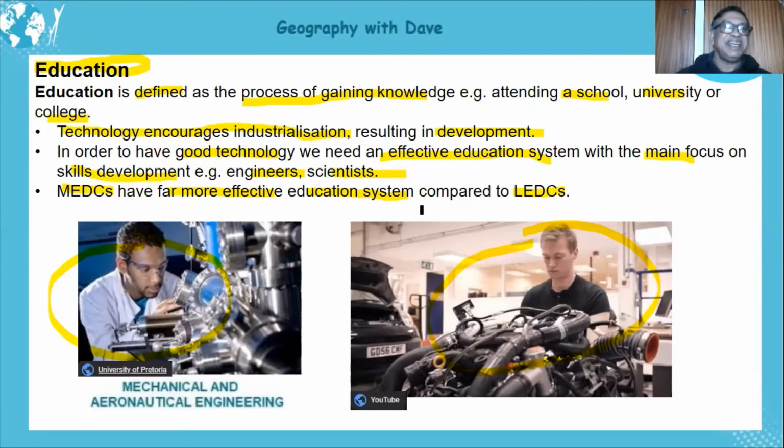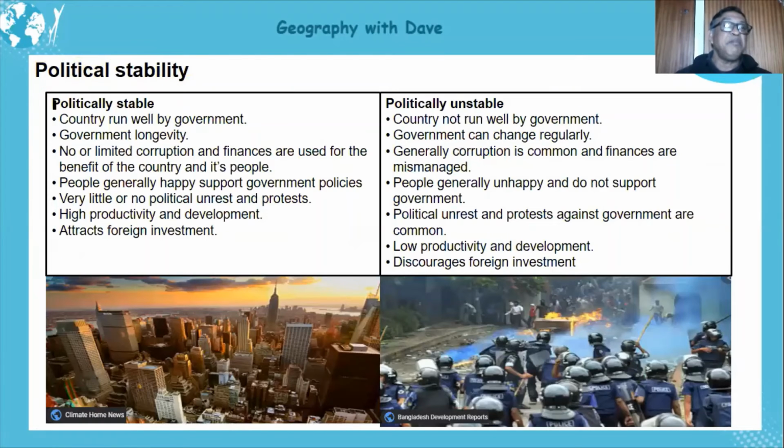Can you see that? Theirs will be far higher. Let's take the other point now, political stability. What is this? We've taken it this way, and let's look at it. Okay, what is politically stable? A country that is well governed. Politically unstable: a country not run well by government. Can you see it? So unstable, negative; stable, positive.